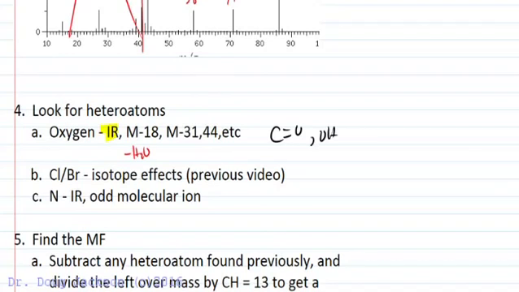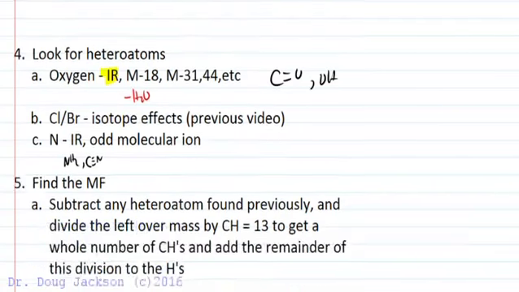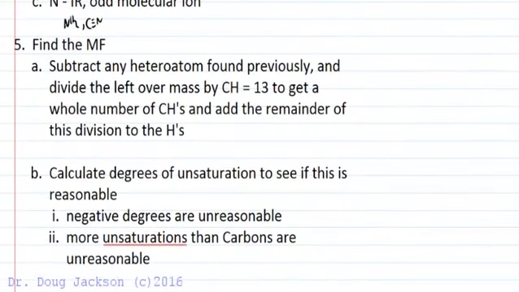Okay, chlorine and bromine isotope effects we've talked about previously, none present here. Nitrogen, we can look at the IR for amines. We can look at the IR for a nitrile, but mainly we would look at the odd molecular ion for nitrogen. Okay, and we can then find the molecular formula by subtracting anything we found previously and dividing the leftover by 13.